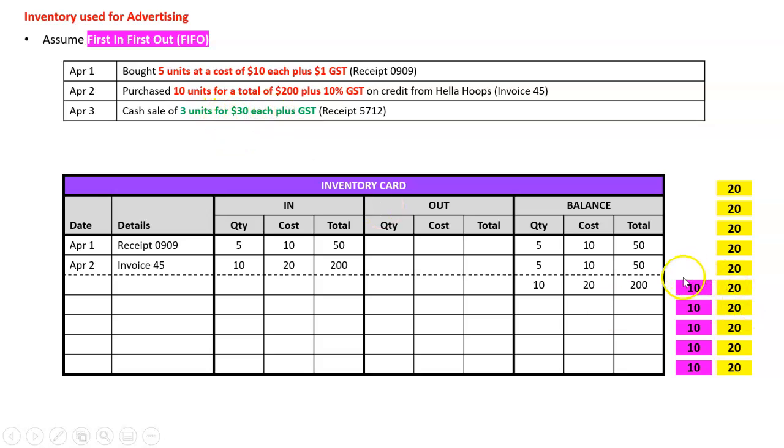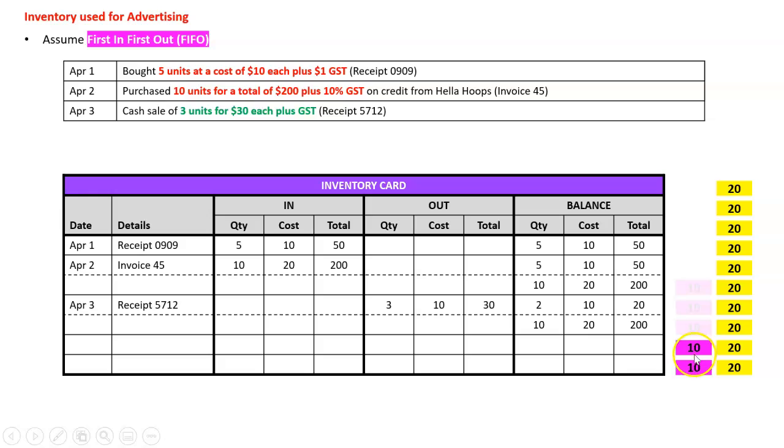What we do want to know is which 3 units. Because we're using this method, it's actually impossible for a lot of things to identify which particular unit this is. So all we're going to do is assume that it must have been the first 3 in, these 3 $10 units at the top there. Even though it probably wasn't, it's just easy to assume that it was. So I'm going to do April the 3rd, receipt 5712, and in the out column, 3 units at $10 for a total of 30.